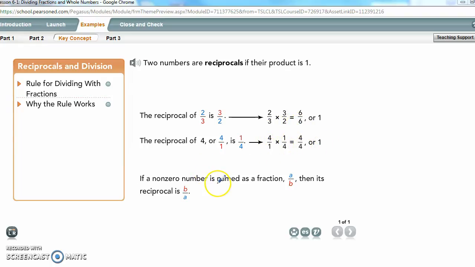If a non-zero number is named as a fraction, a over b, then its reciprocal is b over a. A reciprocal is like Krabby Patties and SpongeBob. If I took this with a spatula and flipped it, I get 3 over 1. So the reciprocal of 1/3 is 3 over 1.